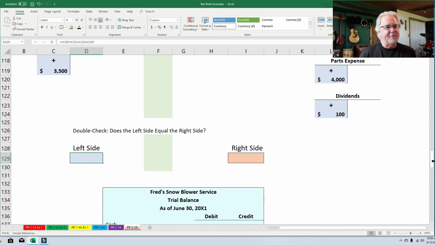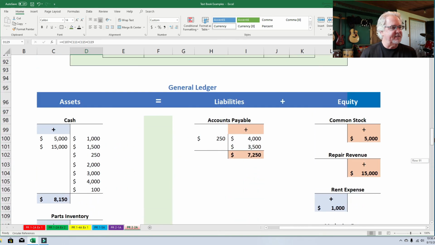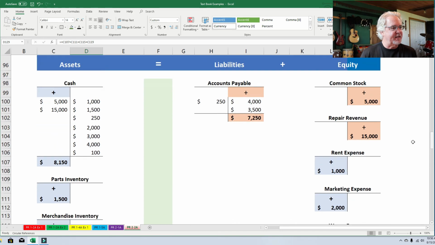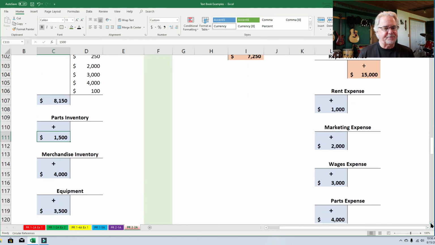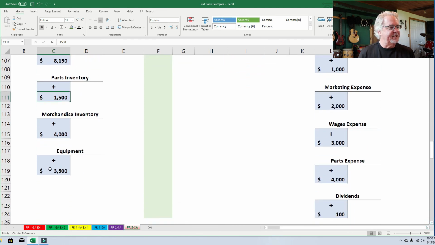What we're doing here is adding up the left-hand side, folks, left-hand side. So let's add up everything on the left-hand side. What we would do is we would add up the $81.50 under cash, $1,500 under parts, merchandise, inventory, and equipment.